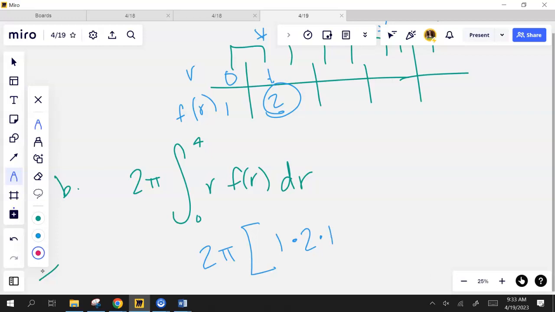Okay, so this is my rectangle. This is my R value there. That's why I said that R threw me on this problem. So if you got thrown on that one.